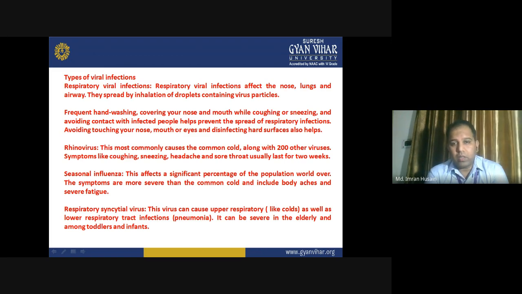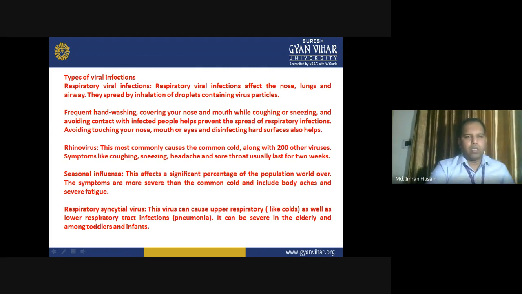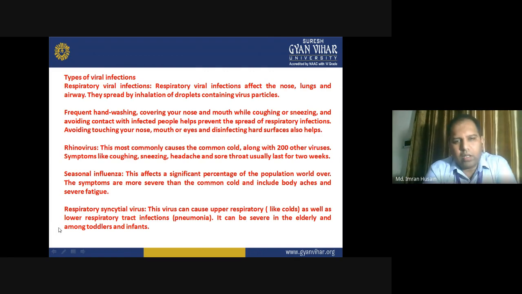Cyclical virus. This virus can cause upper respiratory infection like a cold as well as lower respiratory tract infection like pneumonia. So why are you always recommended to wear a mask? Because in order to protect your overall system of respiration, your upper respiratory system and your lower respiratory system, significantly. It can be severe in the elderly and among toddlers and infants. The people whose immune system is really weak, or whose immune system is not up to the mark, or is compromised because of age, those people are much more prone to receive any such type of viral infection.